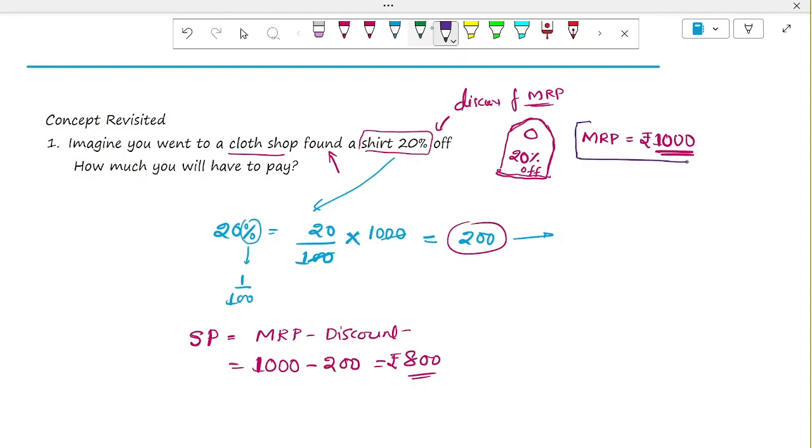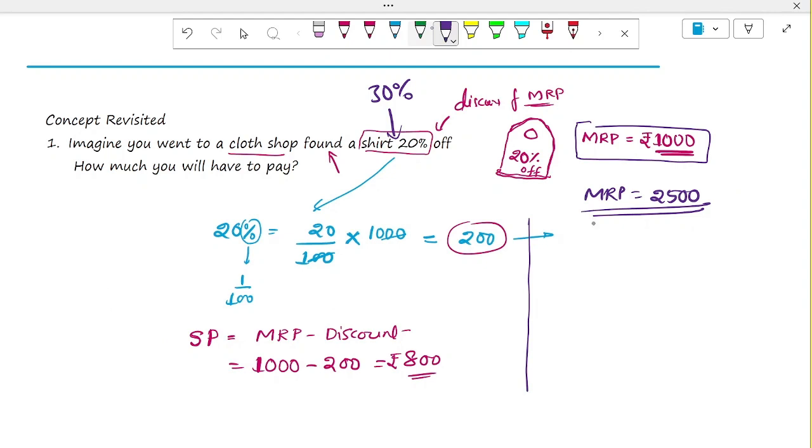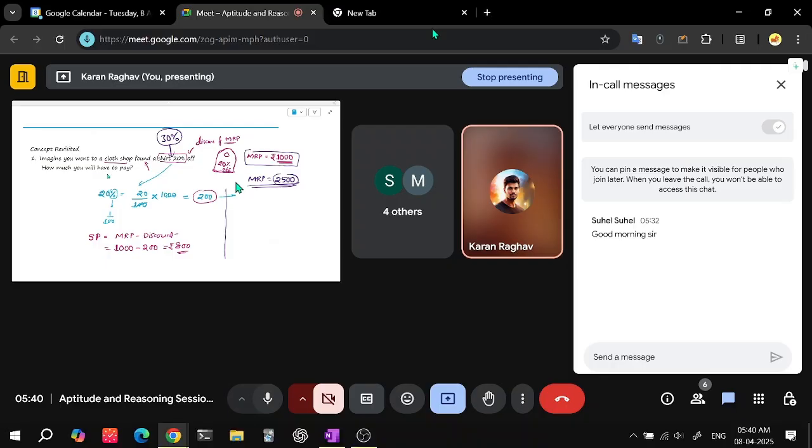Just in place of this MRP 1000, I am going to give you MRP equal to 2500, and you have got around 30% off. So just modify this question and try to tell me what is the answer. There is a shirt which is having MRP 2500, a bit costly shirt, but that is fine. And you have got a 30% discount on that. Try to tell me for how many rupees you are going to purchase it. Anybody? Just try to solve the question as I have explained.